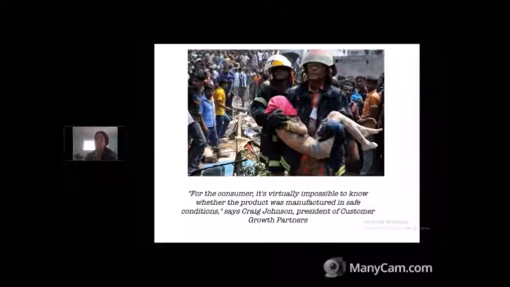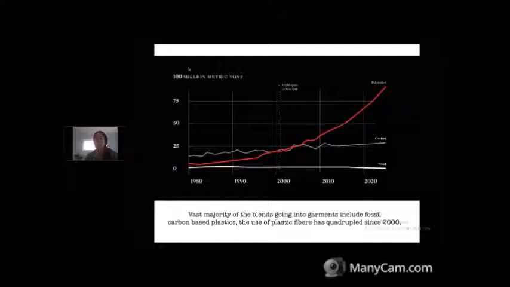And so really it comes down to this. There's an anonymity in the supply chain. We don't really know who, what, where, and why. We know why: we're consuming it. We want to consume it. But for the consumer, it is virtually impossible to know whether a product was manufactured in safe conditions. And this is the Rana Plaza factory, where a sewing factory collapsed and killed 1,100 people in Bangladesh. I believe this was in 2013. The other thing we have to consider in our clothing.